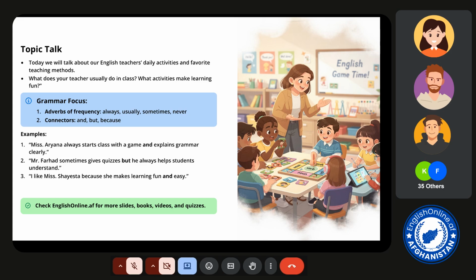Examples. Miss Aryana always starts class with a game and explains grammar clearly. Mr. Farhad sometimes gives quizzes, but he always helps students understand. I like Miss Shaista because she makes learning fun and easy.